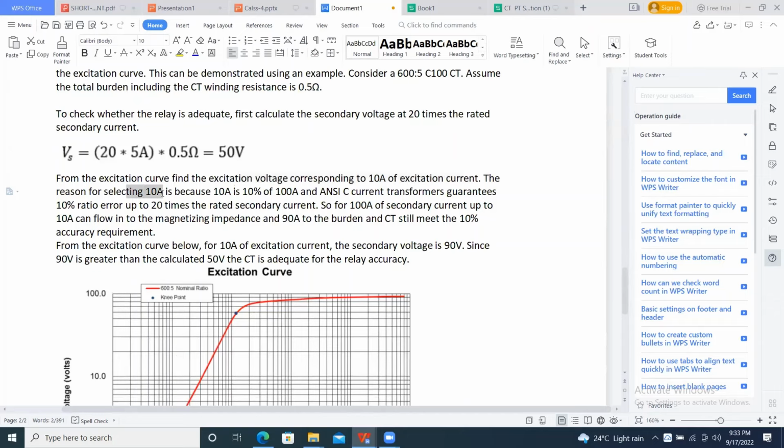The reason for selecting 10 amps is because it is 10% of the 100 amps. The IEC current transformers guarantee 10% error up to 20 times the rated current. So for 100 amps of secondary current, up to 10 amps can flow in the magnetizing impedance and 90 amps to the burden of the CT. Still, we will meet the 10% accuracy.